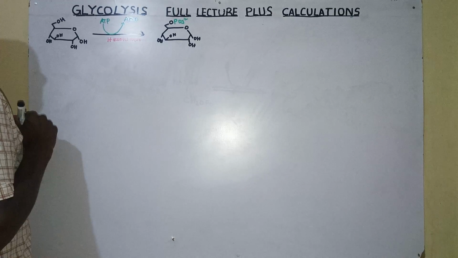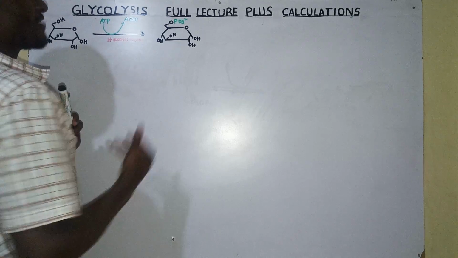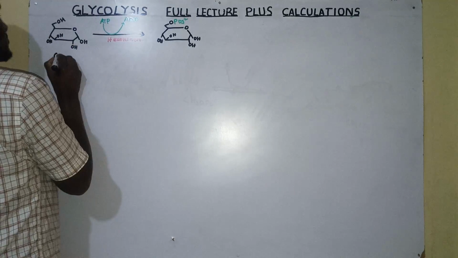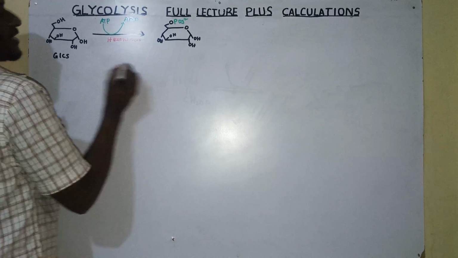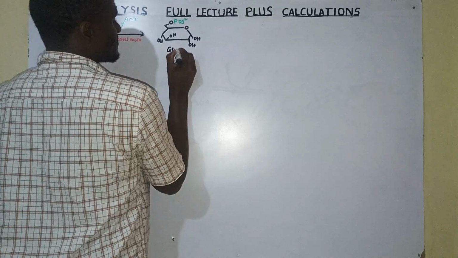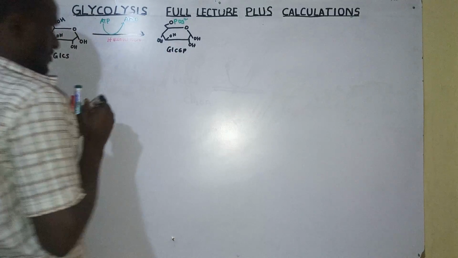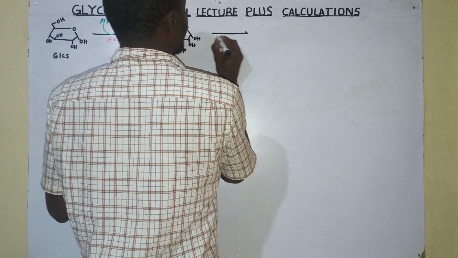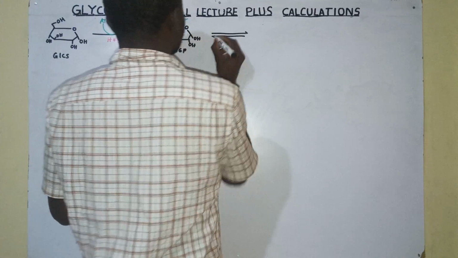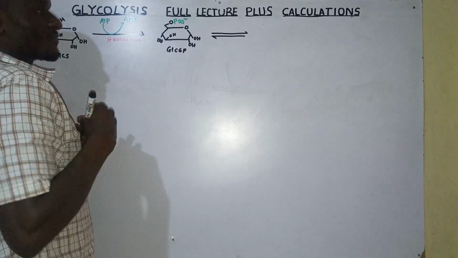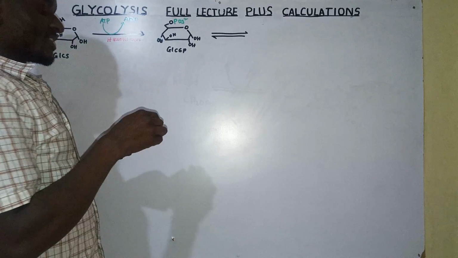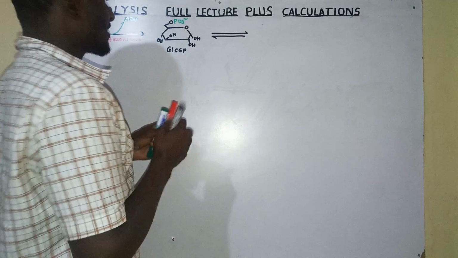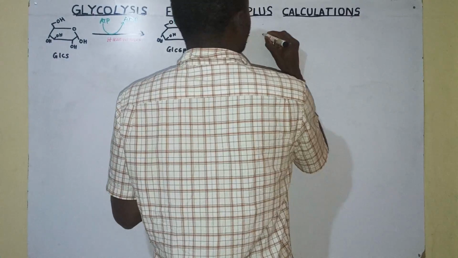Step number 2 involves the conversion of glucose 6-phosphate to fructose 6-phosphate. This one is glucose. This one is glucose 6-phosphate. So our next step is the conversion of glucose 6-phosphate to fructose 6-phosphate. So when you look at the structure of glucose 6-phosphate and fructose 6-phosphate, you realize that the two molecules are isomers.